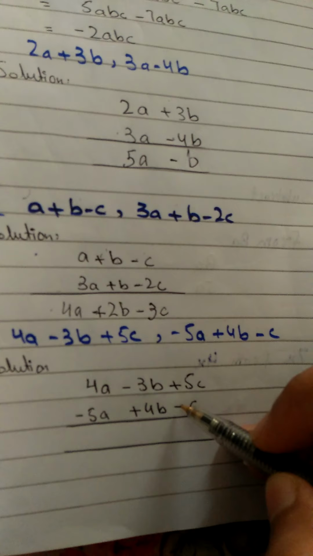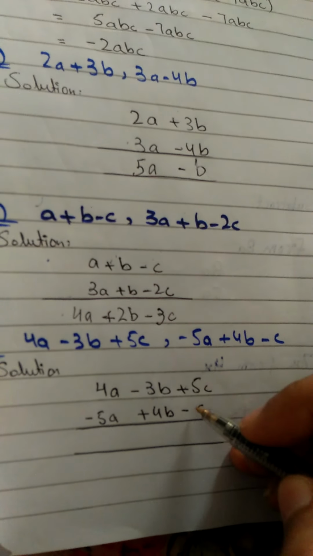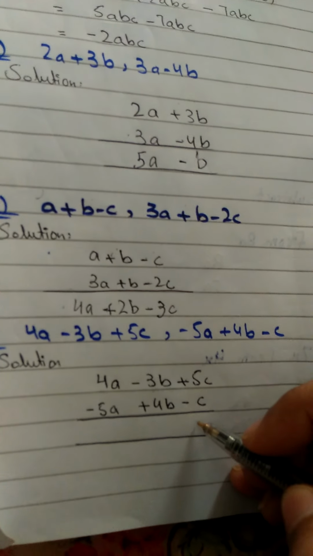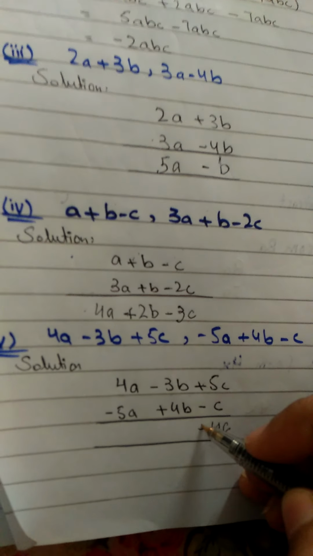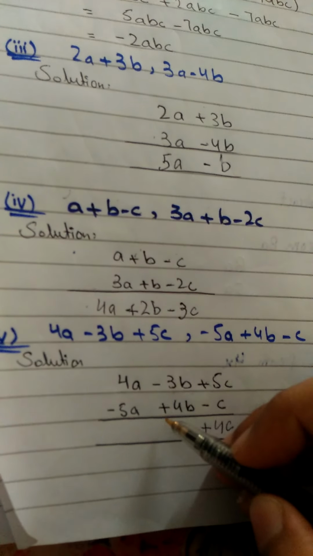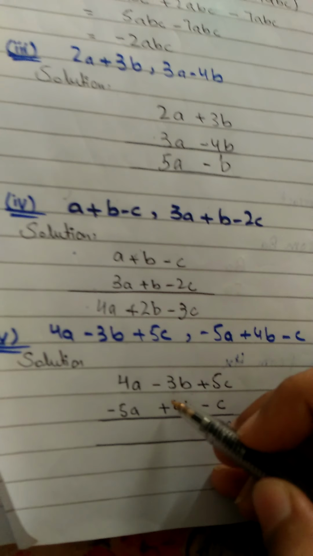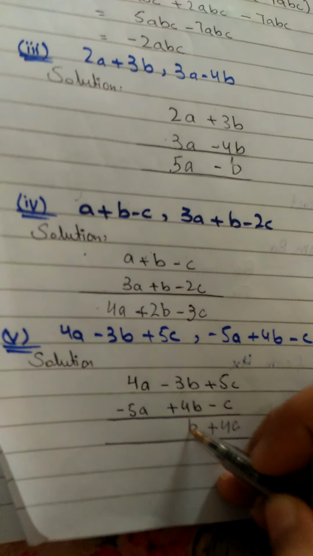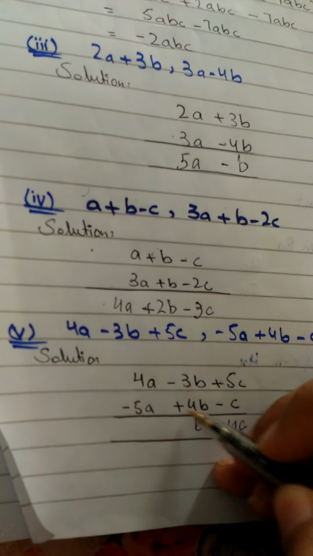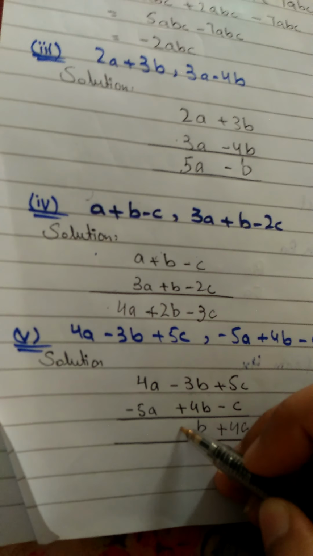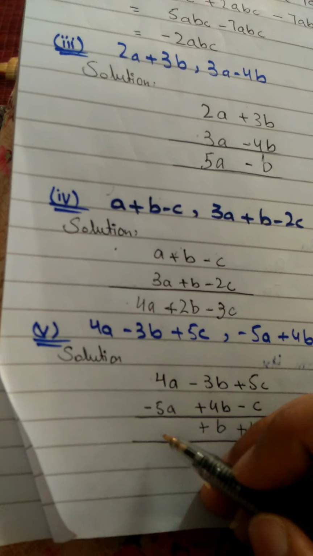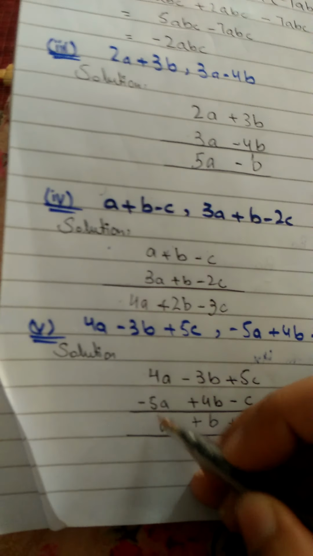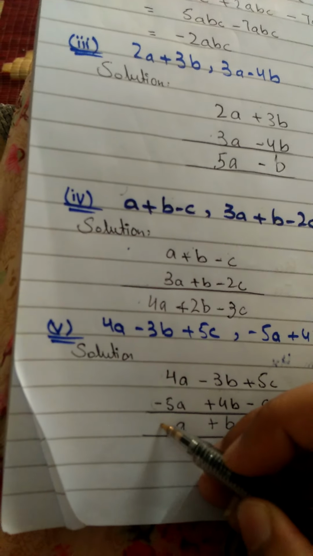Coming to the fifth part, plus minus minus, we will subtract these two terms. 5 minus 1 we will get 4c, and the sign of greater value, plus, will be assigned. Plus minus minus, we will subtract 3 from 4 to get 1b, and 4 is the greater value, so the sign of plus will be assigned. Now plus minus minus, we will subtract 5 and 4 to get 1a, and the sign of greater value will be assigned.